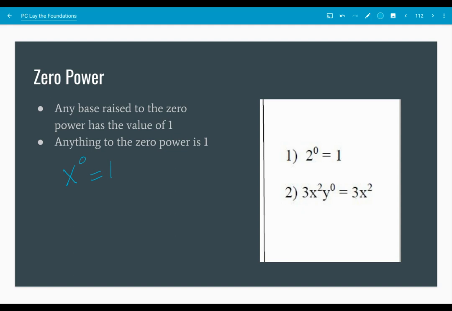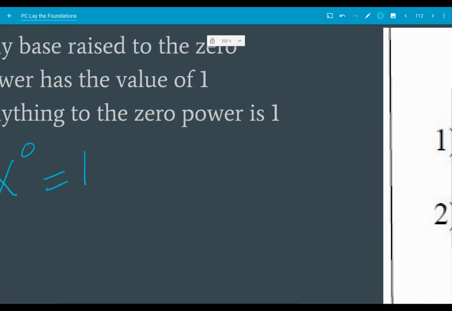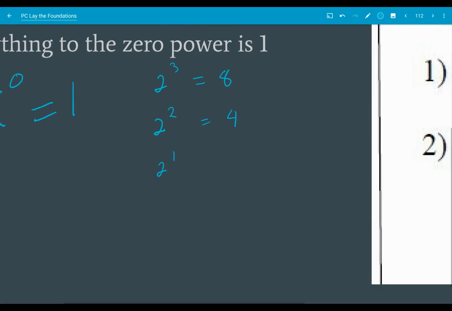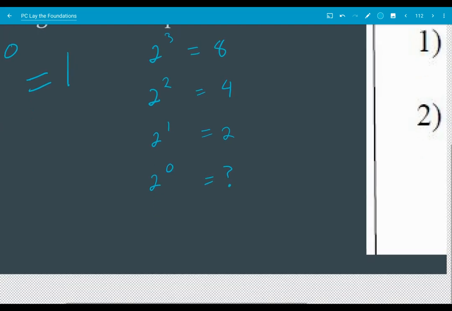You can Google them if you want to know in grave detail. But the long story short is it follows the pattern, right? Mathematics wants everything to make sense. So let's look at 2 cubed is 8. 2 squared is 4. 2 to the first is 2. 2 to the 0 power, we'll leave that as a question mark for right now.